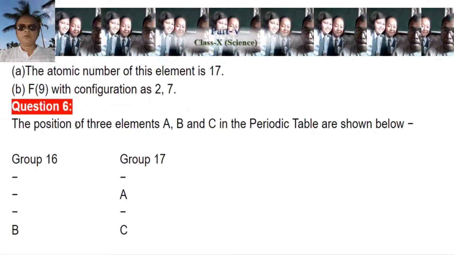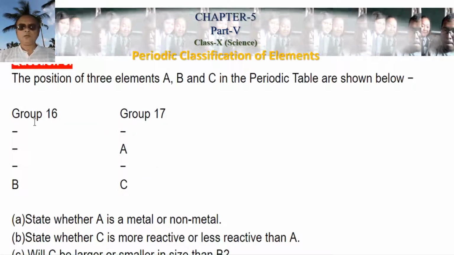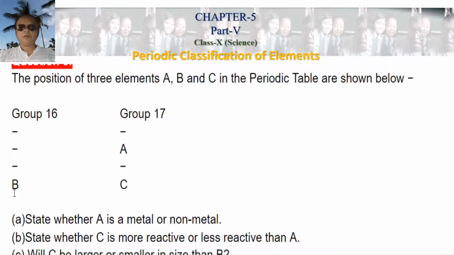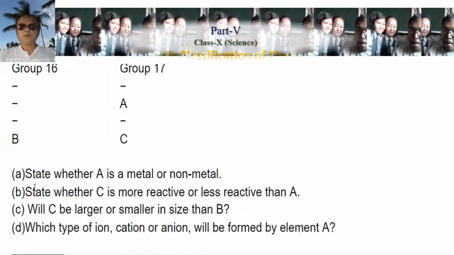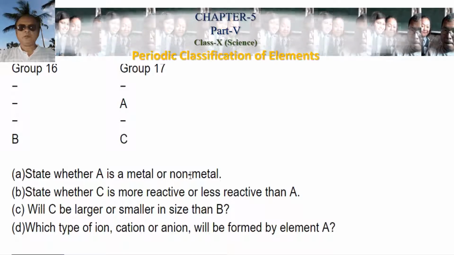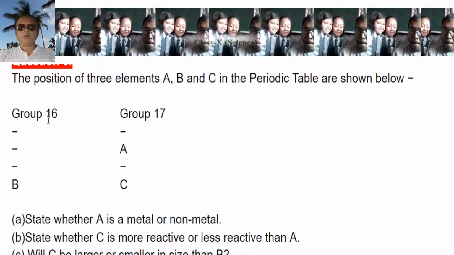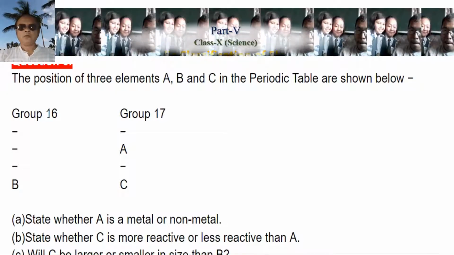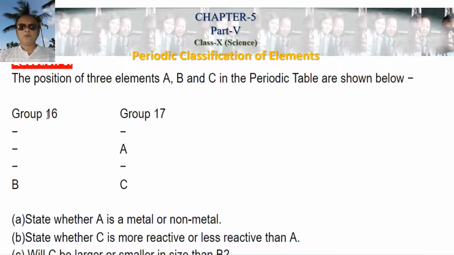Question number 6. The positions of the 3 elements A, B, C in the periodic table are shown below. In group 17 we have B atom, and in group 16 we have A atom and C atom. State whether A is a metal or non-metal. Since it is in group 16, that means it has 2,8,6. Its outermost orbit has 6 electrons. Let's check it out.